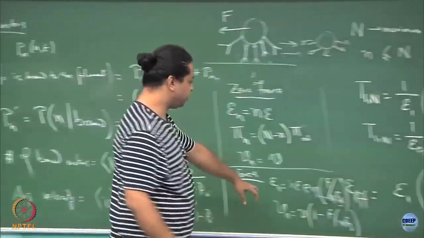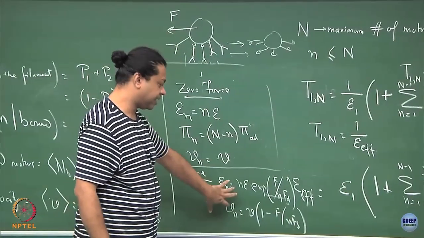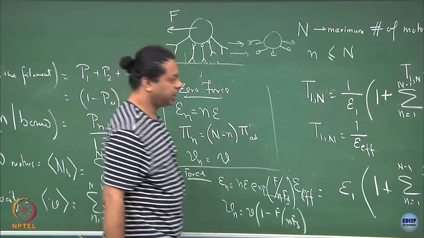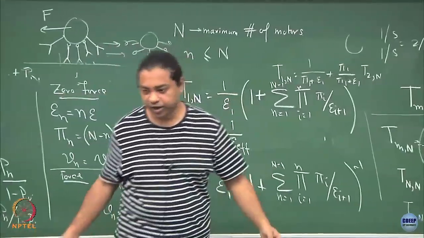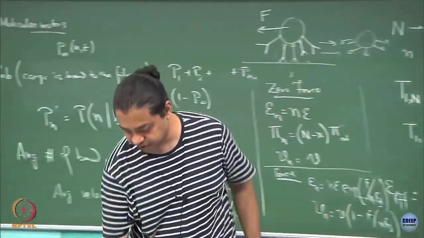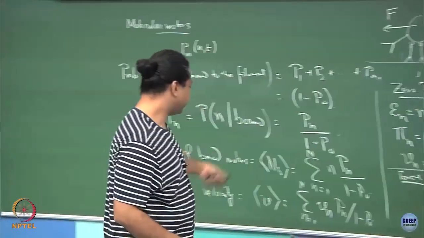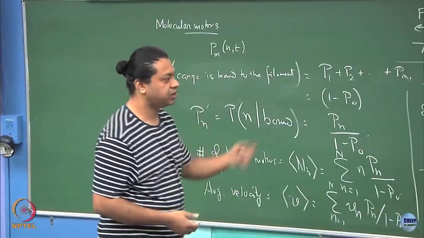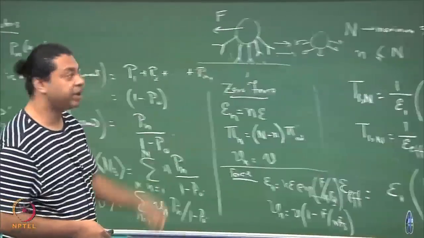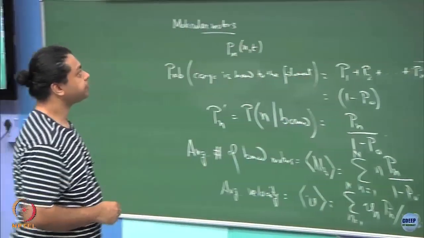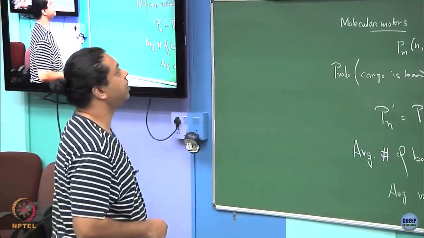So, if you put in all of these forms of the epsilon, the v and the pi's into all of these equations, you can calculate what this model would predict, for example, for the average number of bound motors, average velocity, distributions of walking distances, unbinding rates and so on. So, here is what it says.